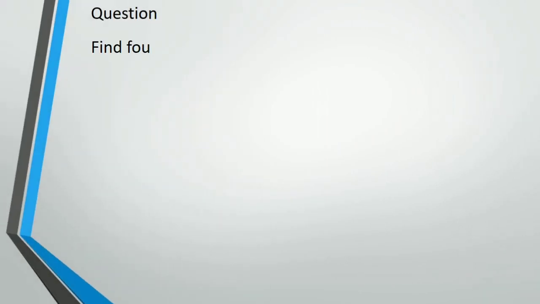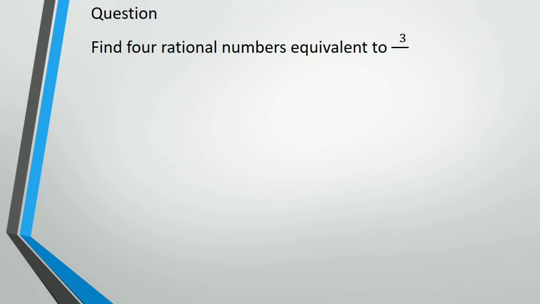Now we are going to solve a few questions based on the topics we have studied today. The first question is, find four rational numbers equivalent to 3 by minus 7. We know that the procedure to find the equivalent rational numbers is by multiplying both numerator and denominator by the same non-zero integer. Here we are free to decide the integer by which we are going to multiply. Here I am going to multiply 3 and minus 7 with 2. That is, on numerator I get 6 and on denominator we get minus 14.